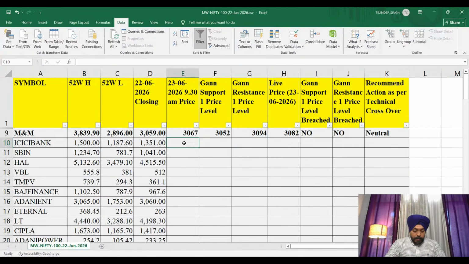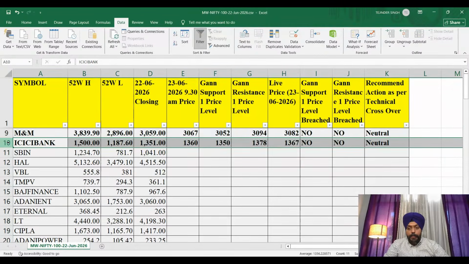Okay, so for ICICI Bank, the 9:30 a.m. price was 1360. Gann support 1 price level is 1350. Resistance level 1 was 1378. And the live price we just checked was 1367. So again, this stock is also in between its range of support and resistance, and as such there is no clear signal. The stance is neutral, but definitely you can watch out for these levels, seeing the market movement.